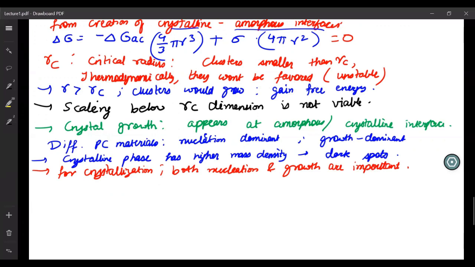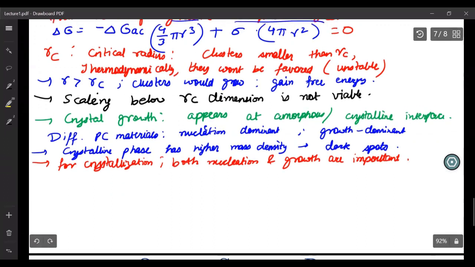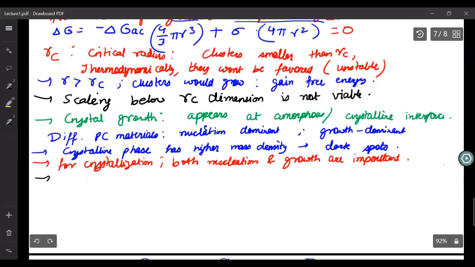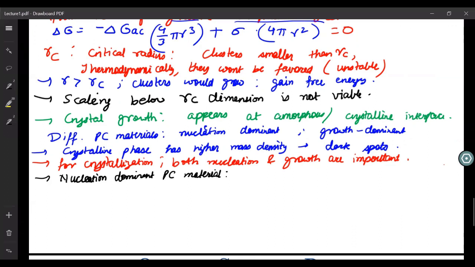Now, what can we comment about these growth dominant materials and nucleation dominant materials? Let me write some things from a memory point of view. Let us say I have a phase change material which is nucleation dominant. If it is nucleation dominant, what can we say about it? It's a slower process, right? Since it's a slower process, so it's a slower process.